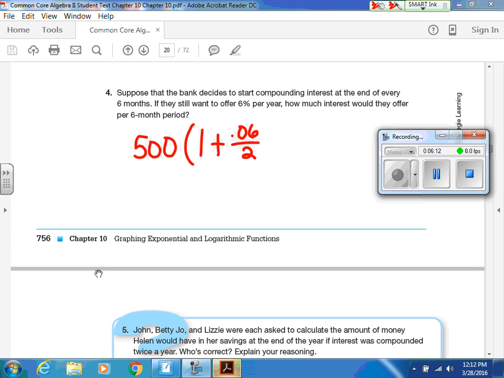And it's 1 year still. But how many times did it happen in that 1 year? That's our new number, by the way: the number of times it's compounded. Remember it was $530 when we just did it once a year. What's it going to be when it's twice a year?